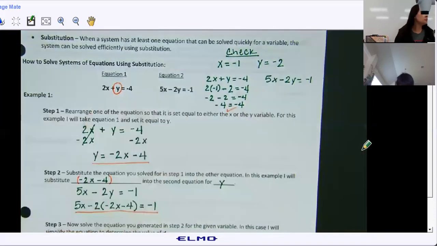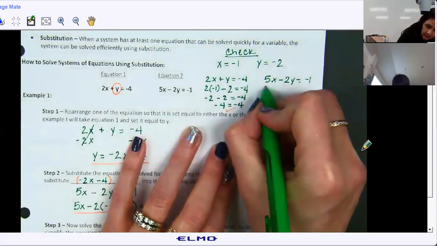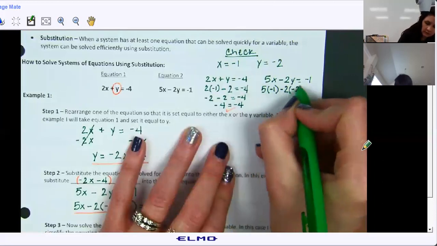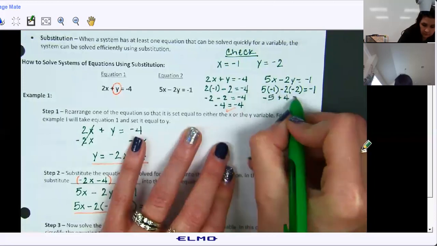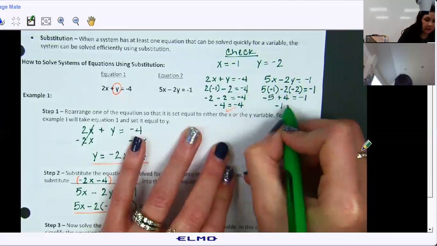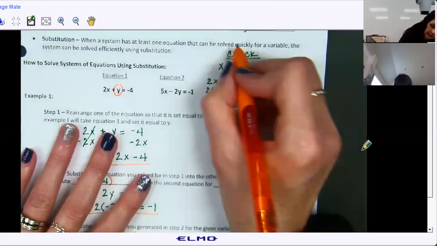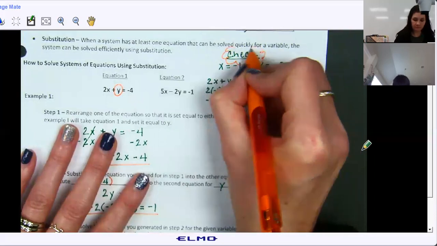The problem is that sometimes someone will just check it with one equation and it's true, but it may not always be true for the second equation. So we need to check it with both equations. So we're going to do the same thing for the second one. We're going to plug -1 into where the x is and -2 into where the y is. And we're going to solve. And it is true because the left side equals the right side. It's the same number. And so this is how you would check, okay?